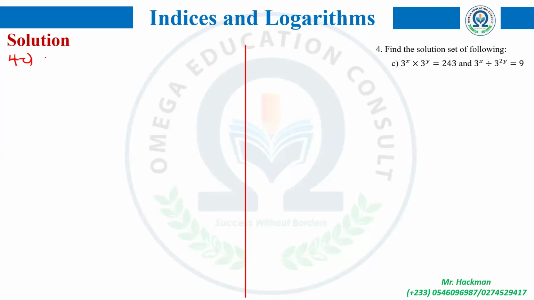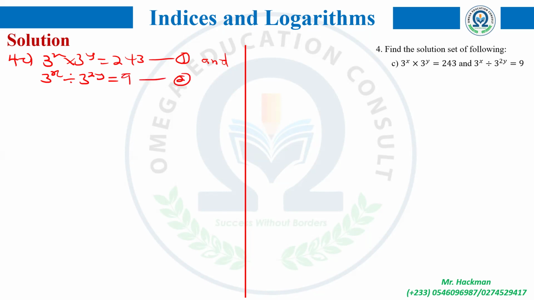Again, what are we given? We are given 3 to the power x times 3 to the power y is equal to 243. I will call this my equation 1. And we have, so let me put the 'and' here, or you can choose not to write the 'and', 3 to the power x, divided by, this time round, not times, 3 to the power 2y is equal to what? 9. So you call this equation 2. All correct? Yes, please.